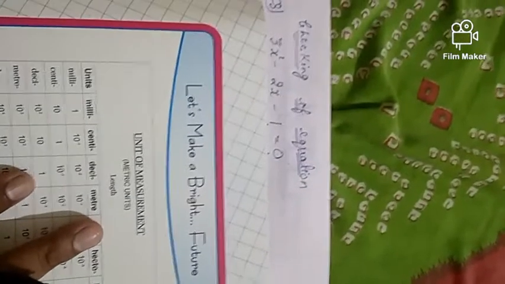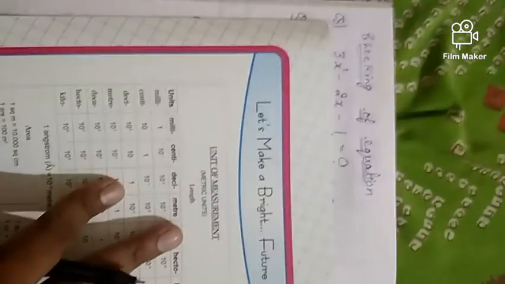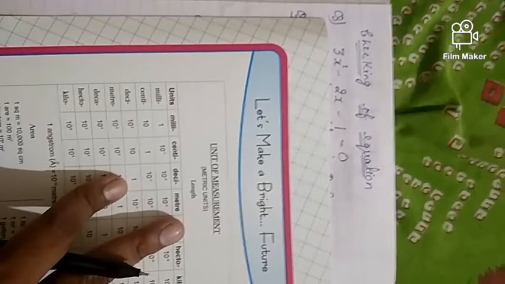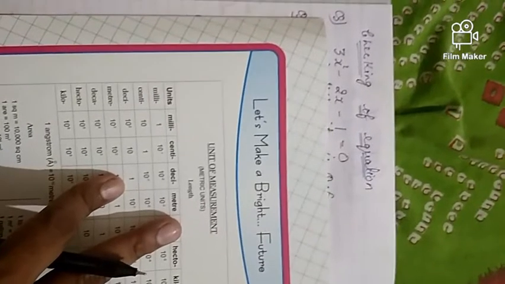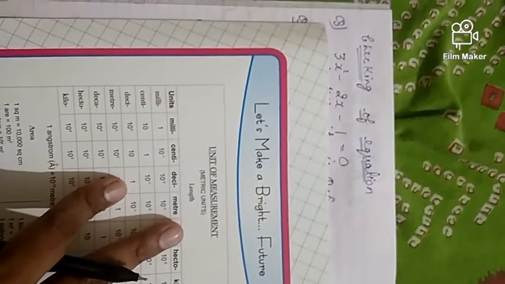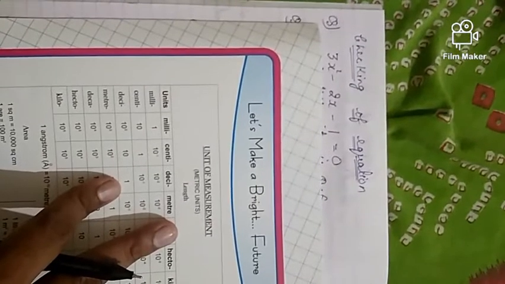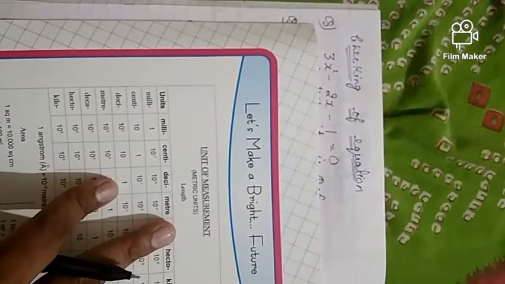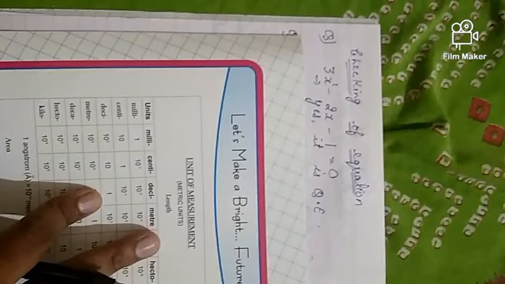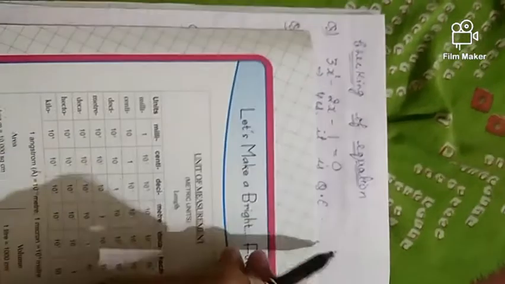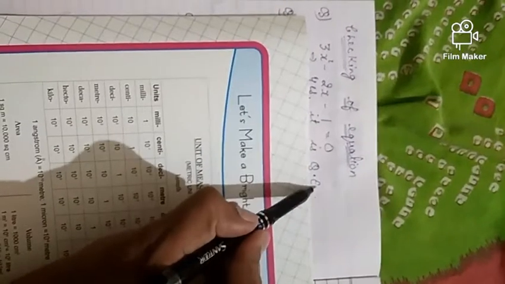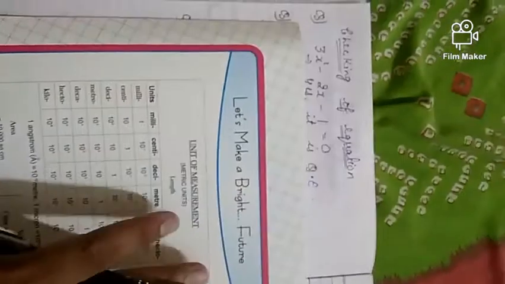Suppose this is my equation, 3x square minus 2x minus 1 is equal to 0. Okay, so you can clearly see the highest power is 2 and the powers are integers as well. So this is our quadratic equation. We can write, yes, it is a quadratic equation. The QE is short form for quadratic equation.